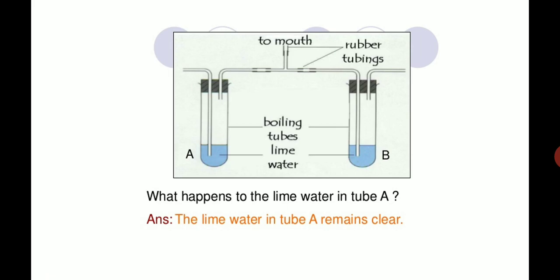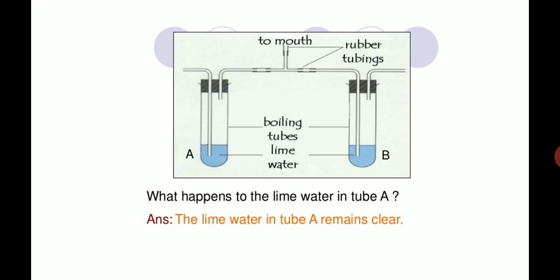Next, that clip is closed, and the clip on the other side, which is present in between the mouth and the test tube B, is opened, and the exhaling air is blown through the same central tube. This time, the air is forced into test tube B, bubbling through its lime water. The process is repeated about 10 times.